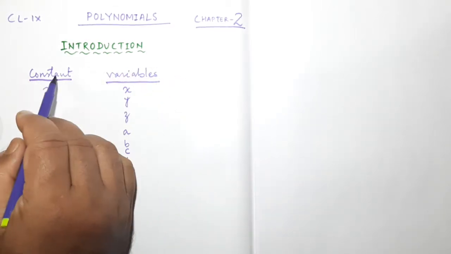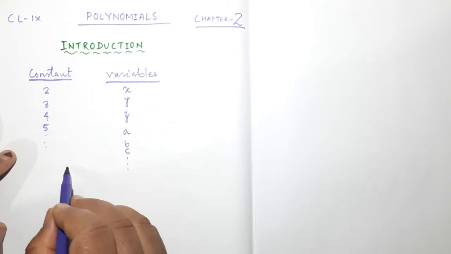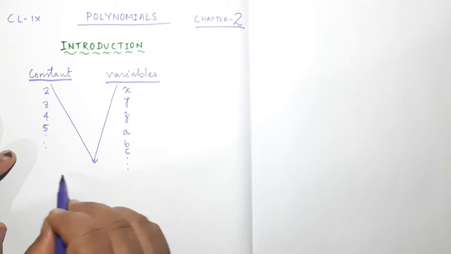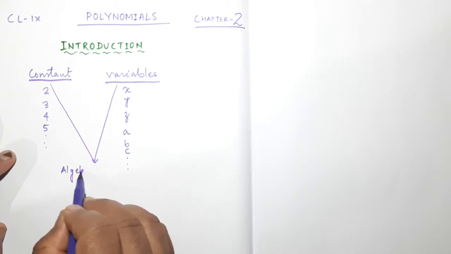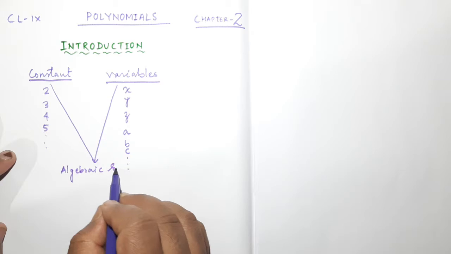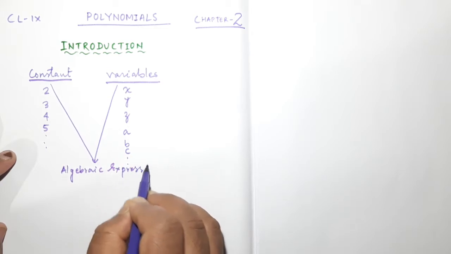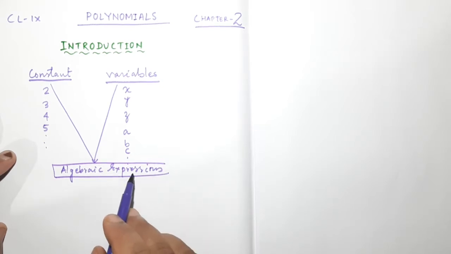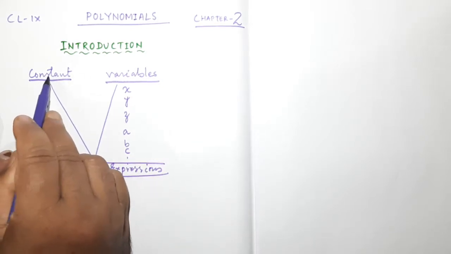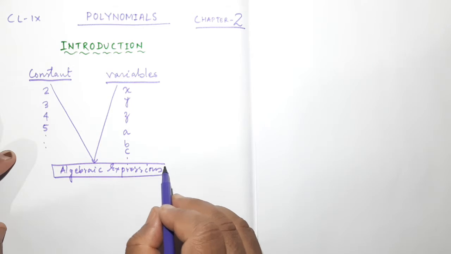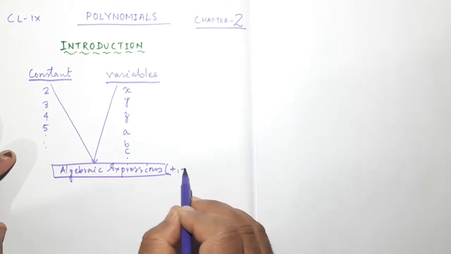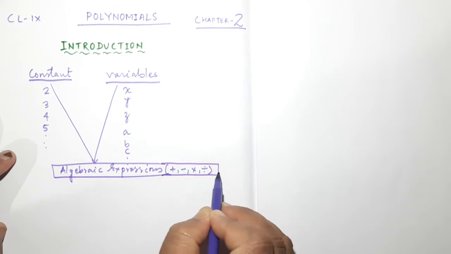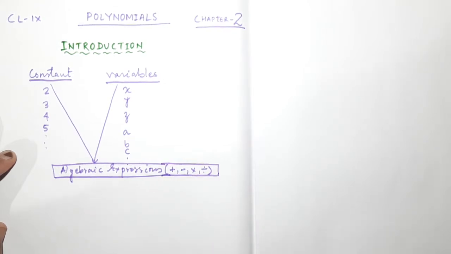When we combine constants and variables, we get algebraic expressions. Algebraic expressions contain constants and variables, along with plus, minus, multiply, and divide. Combining all this gives you an algebraic expression.